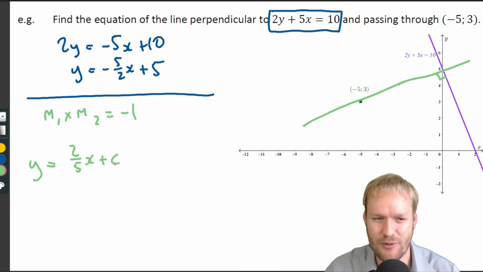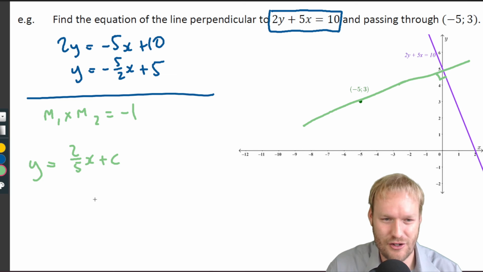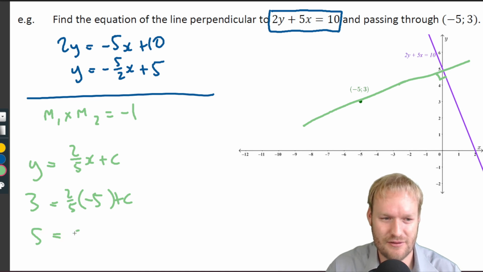And now we need to find our y-intercept. I think for this one with these fractions, maybe it's not going to work too badly, but let's just substitute a point in and see. So (-5, 3). So -5 is the x value, 3 is the y value. And so we've substituted that in so we can find out our y-intercept. Well, this is -2, so c = 5. Okay, so our final equation is y = 2/5 x + 5.